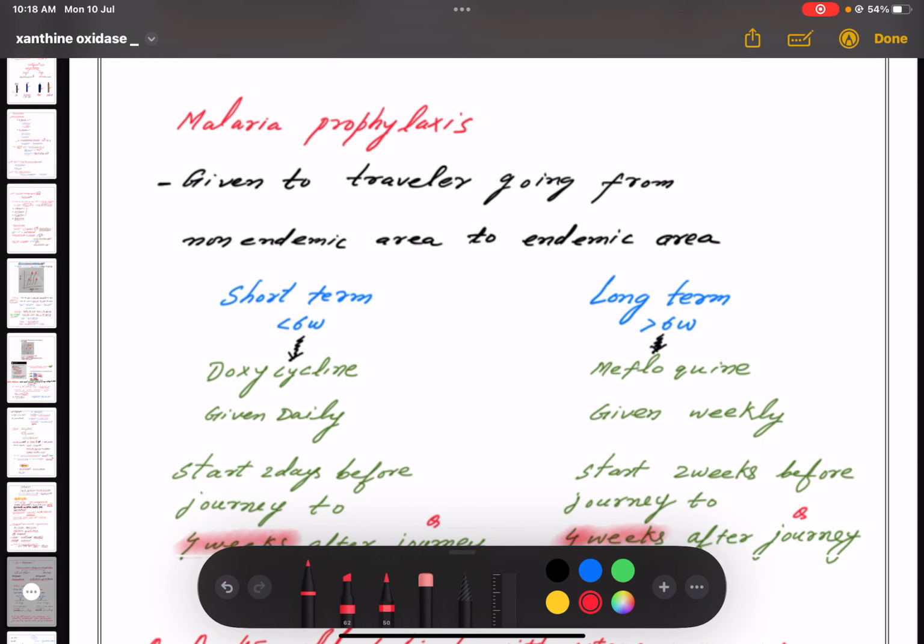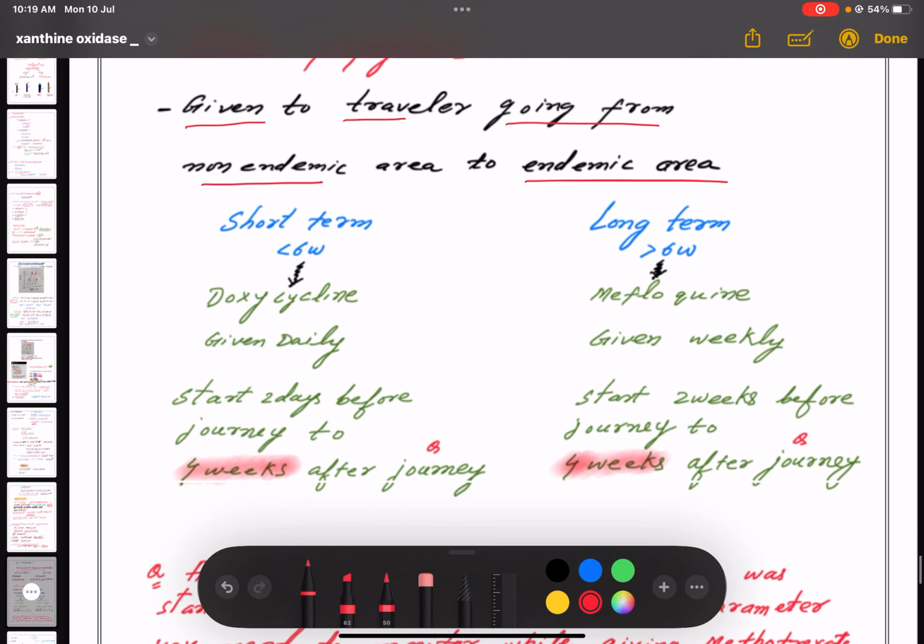Now malaria prophylaxis is very important. You have to remember every important point. Malaria prophylaxis is given to a traveler who is going from non-endemic area to the endemic area. Now we have two types of prophylaxis. One is called short-term prophylaxis. Another is called long-term prophylaxis.